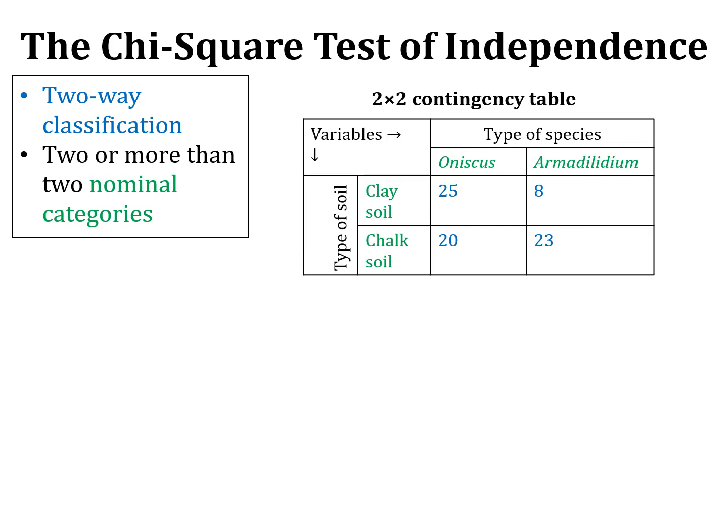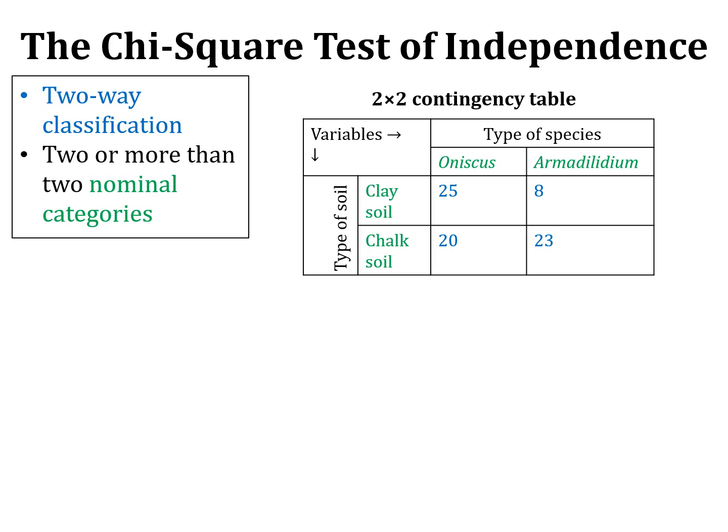So here we have the contingency table that we were talking about. So this is a 2 by 2 contingency table, and in this table you can see that there are two variables. One variable is presented in rows and the other variable is presented in columns. The variable which is presented in rows is the type of soil, and it has two nominal categories: the clay soil and chalk soil. And the variable which is presented in columns is the type of species, and it also has two categories, Oniscus and Armadillidium. So that is why it is a 2 by 2 contingency table, because each of the variables has two nominal categories.